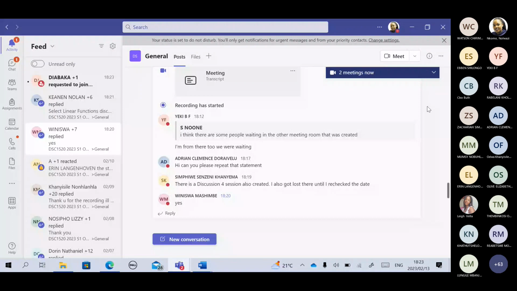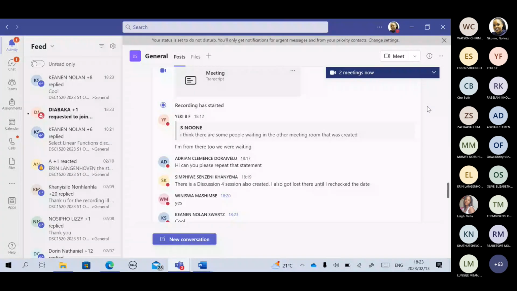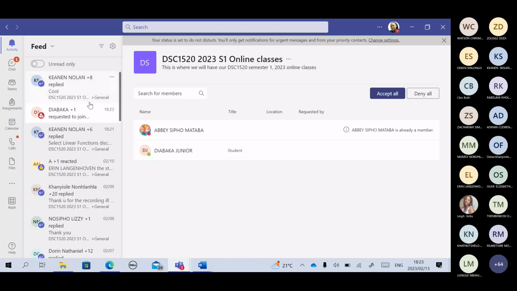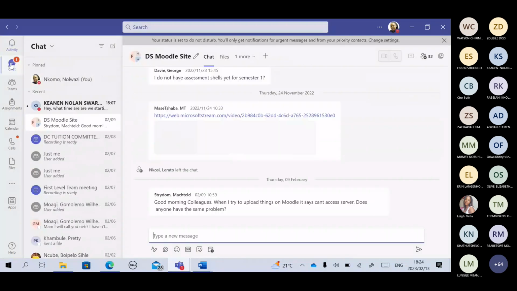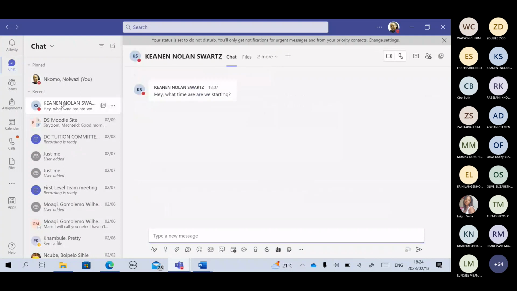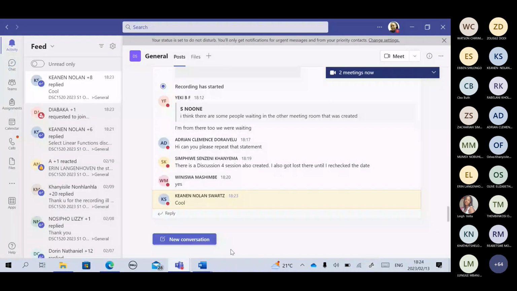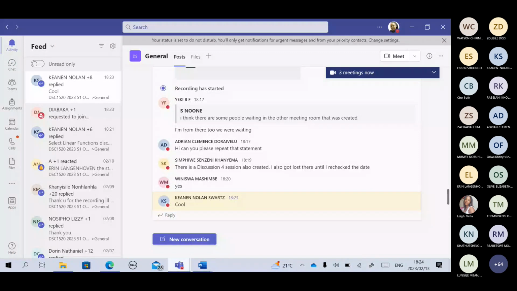So can I add there? I think the best way is, when you are logging in, go to the calendar on your Teams and join for that particular day. If you click on the calendar, you see the meeting and you just join from there rather than the link. Yeah, that works too. Thank you.